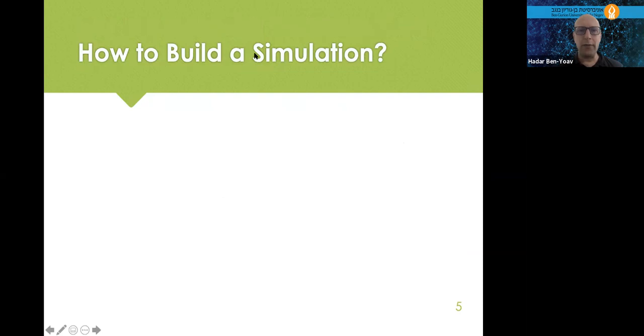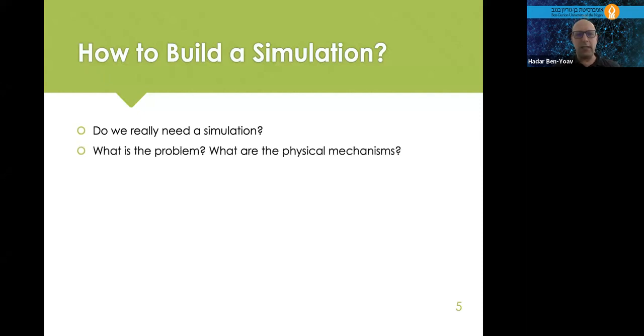So how to build a simulation? The first thing that you want to do when you want to build a simulation is not touching the computer. You need to ask yourself two main questions. Do we really need a simulation? I mean, it's very cool, and we show some equations and solve the mathematics, or we show some very nice figures, but do we really need a simulation?